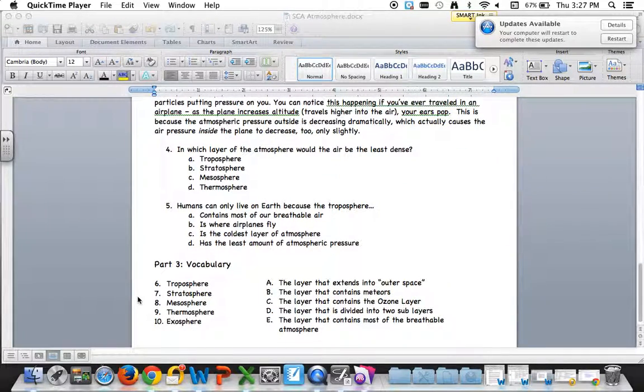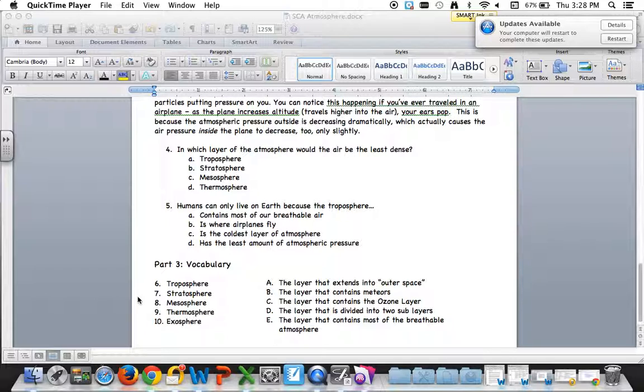Question 4. In which layer of the atmosphere would the air be the least dense? A. Troposphere, B. Stratosphere, C. Mesosphere, D. Thermosphere.